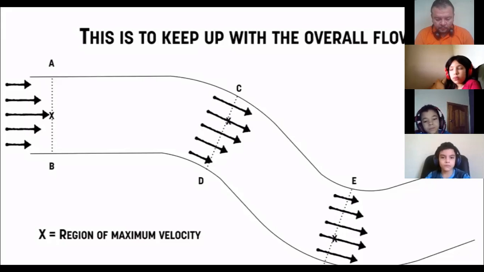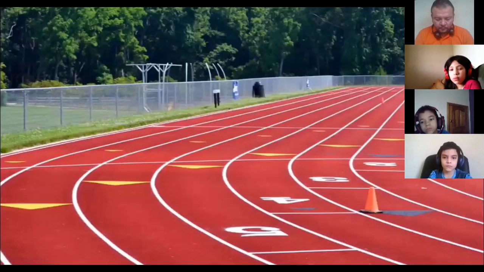So those of you who have run on a track before may know this already, that if you're running a race, the people on the inside have a much shorter distance than the people on the outside. So if you're running on the outer lane, you have to cover more ground than the person on the inside. This is the same mechanism going on with a stream when it goes around the bend.